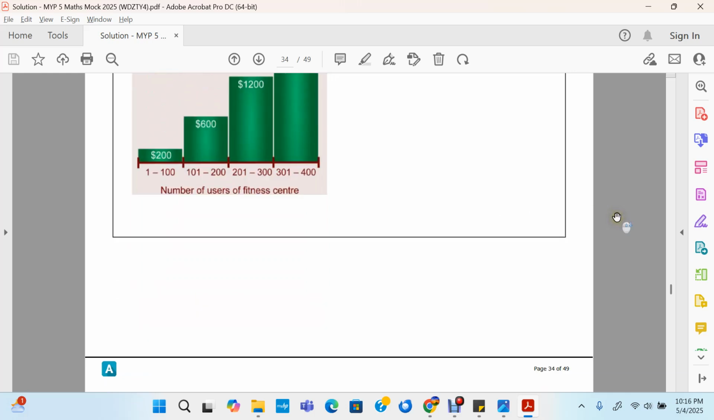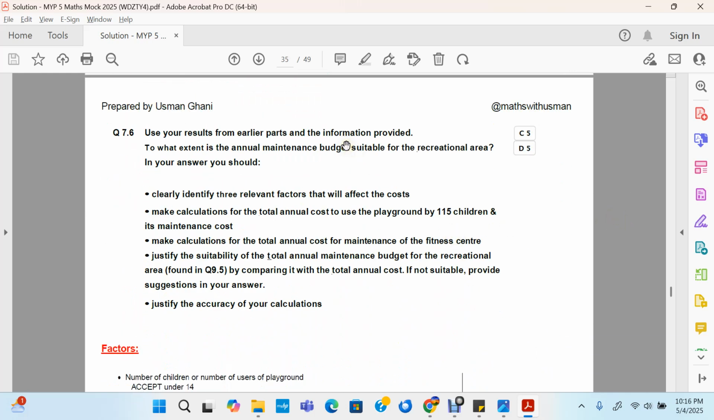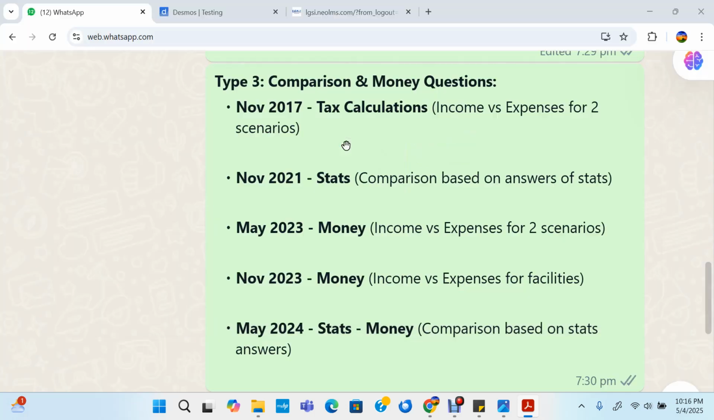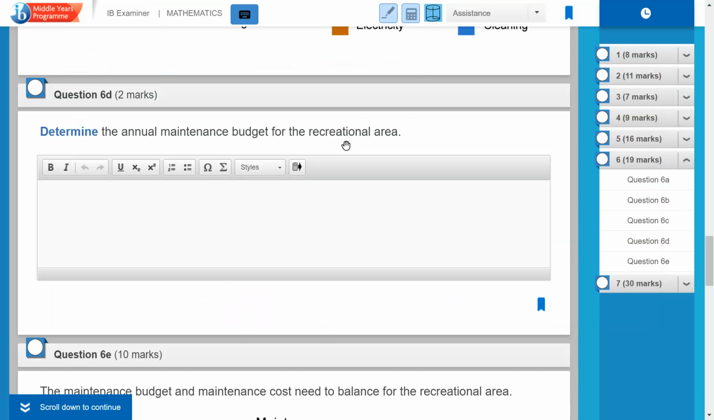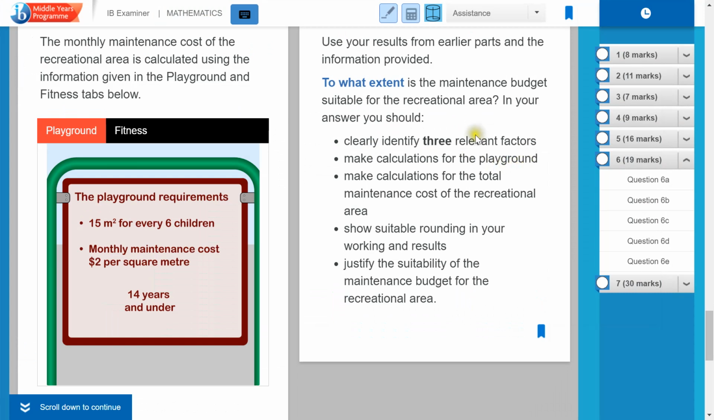Okay, so let's start. Use your results from the earlier parts and the information provided and answer the following questions. All right, let me go back to the original image. Clearly identify 3 relevant factors. So all of the factors that are going to affect your decision: the budget, the costs, and literally the people. How many people attend the playground or the fitness center, what's the cost for every square meter, this cost for every 6 children, the area of playground required, literally anything you can think of.